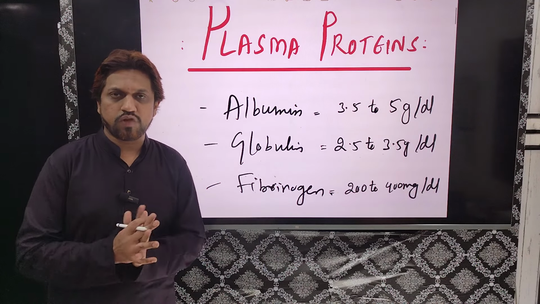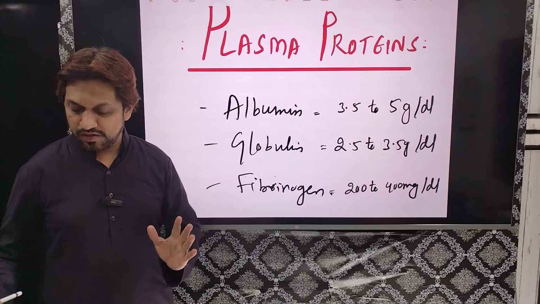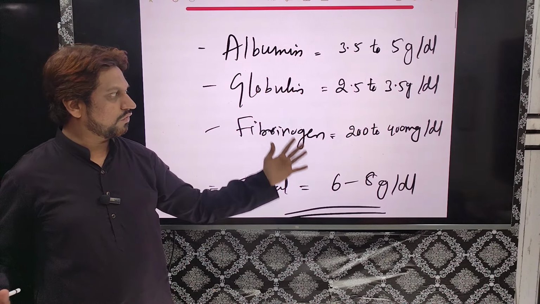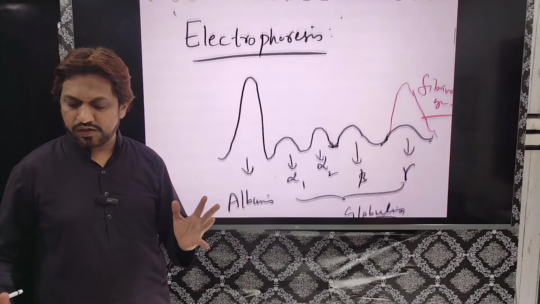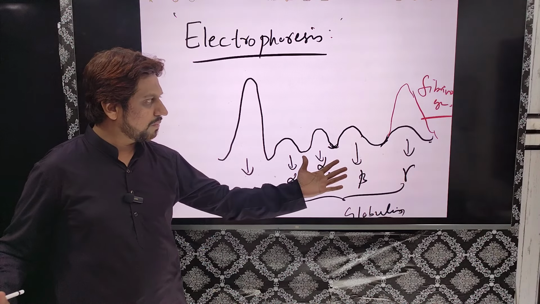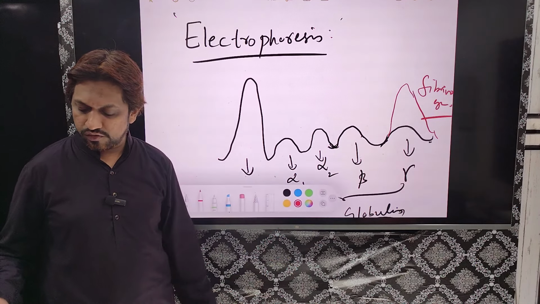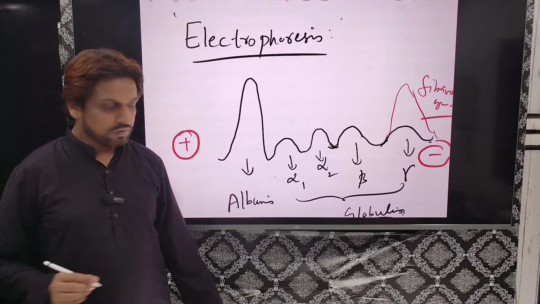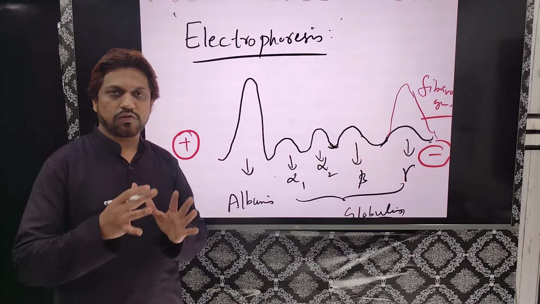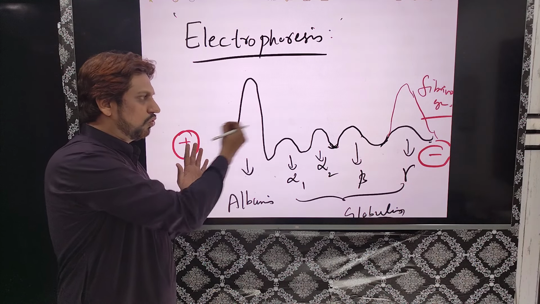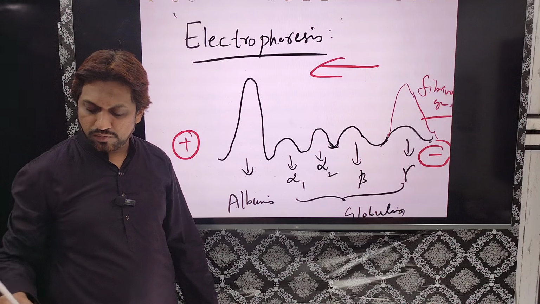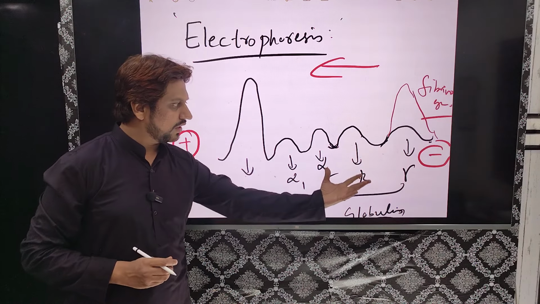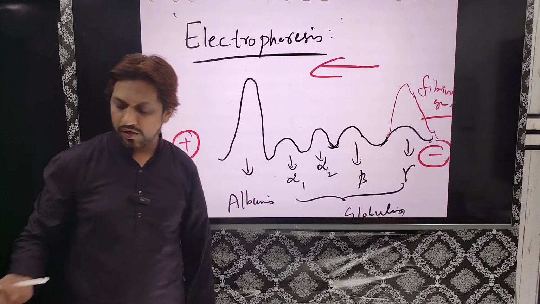Let me revise what we have discussed today. We have discussed the major plasma proteins, the total plasma protein normal value, and the normal values of the individual plasma proteins, and how they are separated by electrophoresis. Electrophoresis is a technique by which plasma proteins are separated. There are positive and negative electrodes, and the charged ions try to move in the opposite direction, and albumin has the maximum rate here. So the band will look like this, and globulins are here: alpha 1, alpha 2, beta and gamma globulin.